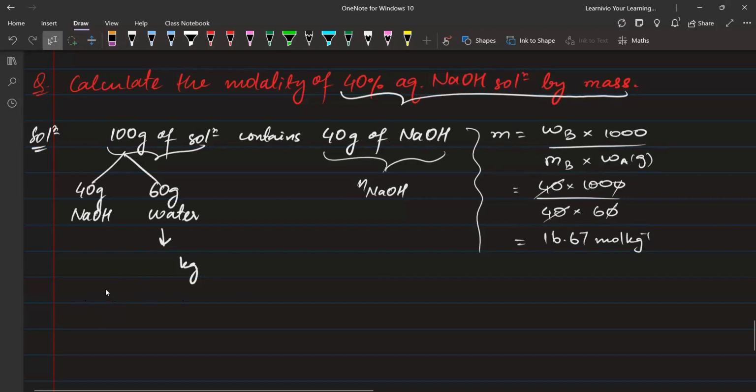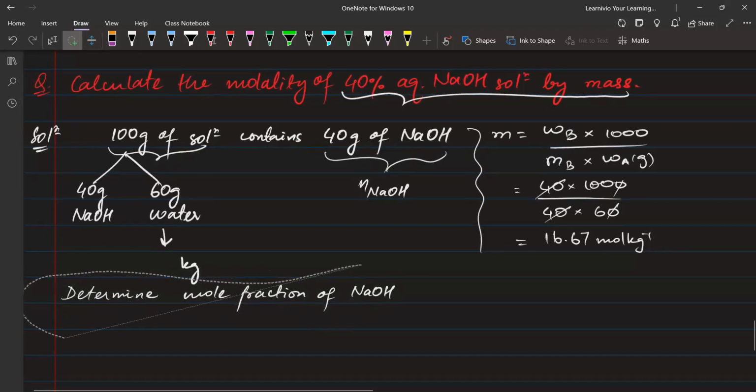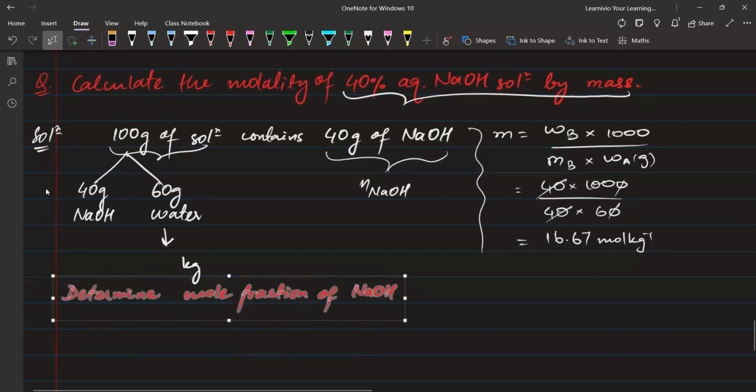If I say for this same question, determine the mole fraction of NaOH. Yes, I'll try, sir. You just need to calculate the number of moles. Yes, sir.